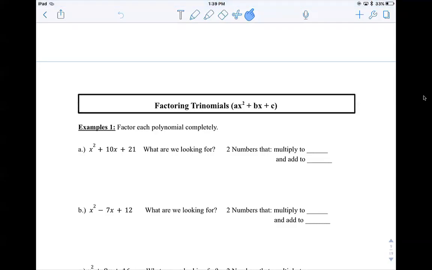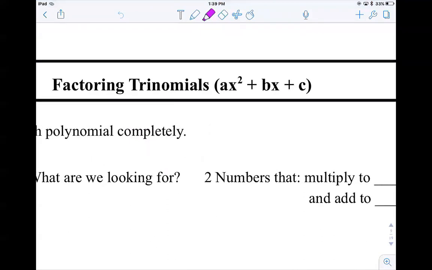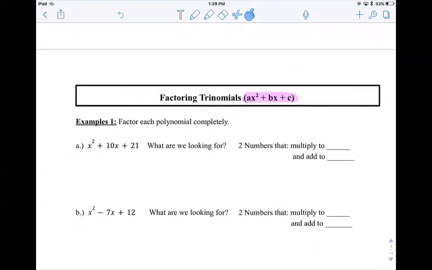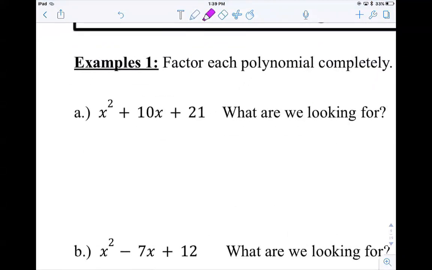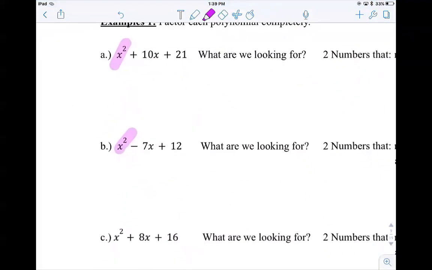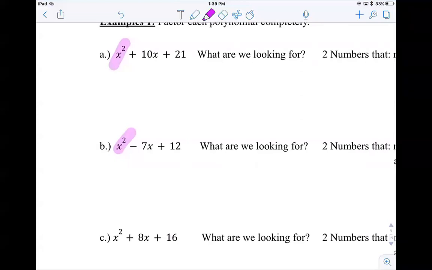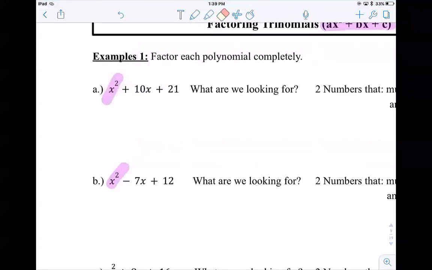So today's notes, we are going to continue with factoring, but now we're going to factor what's called a trinomial. We've talked about trinomials before. Trinomial just means it has three terms. So tri means three. So what we're going to do is start with some basic factoring trinomial problems. You will notice that all of these problems begin with an x squared or something squared. There's no number or coefficient in front of that x squared, which keeps it nice and simple.